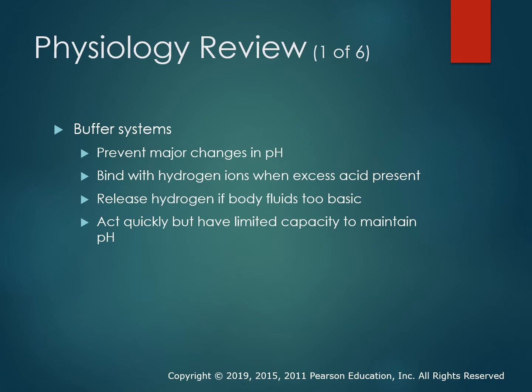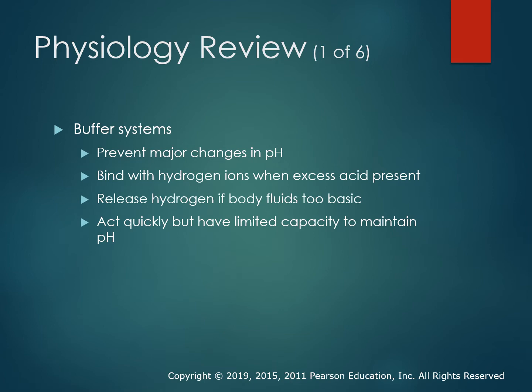Adding a strong acid to extracellular fluid depletes bicarbonate, changing the 20-to-1 ratio and causing the pH to drop below 7.35. This is known as acidosis. Adding a strong base depletes carbonic acid as it combines with the base, again disrupting the 20-to-1 ratio. The pH rises above 7.45, a condition known as alkalosis.